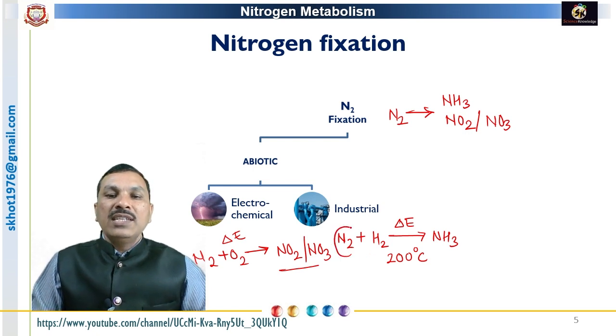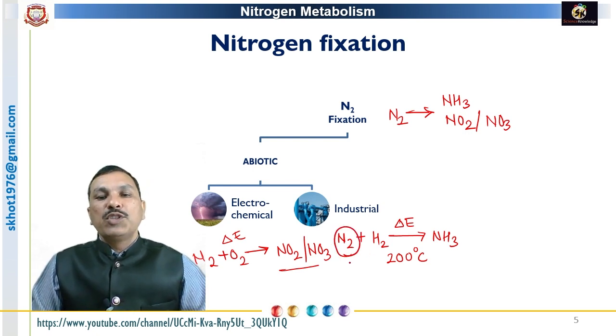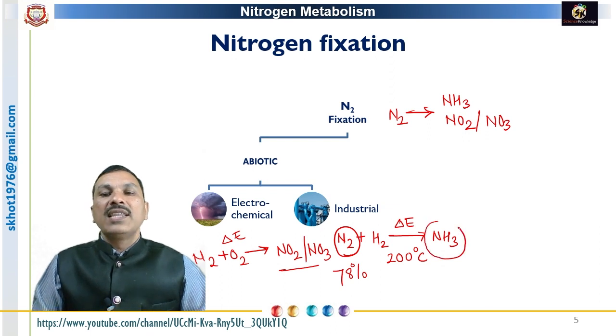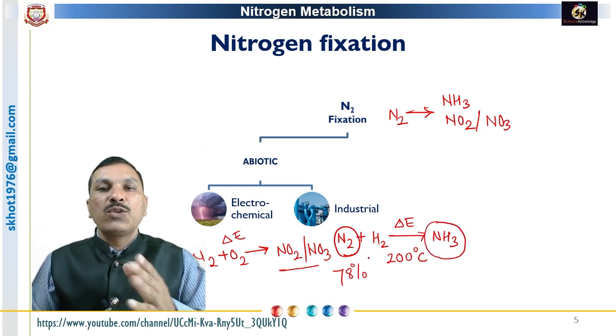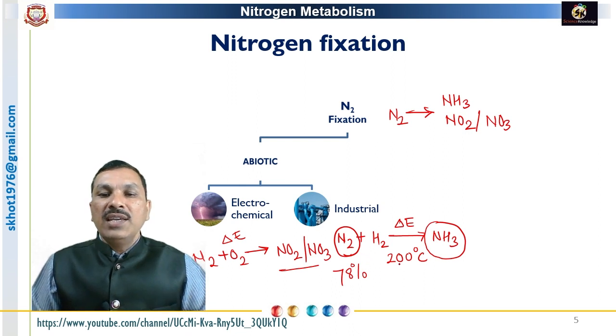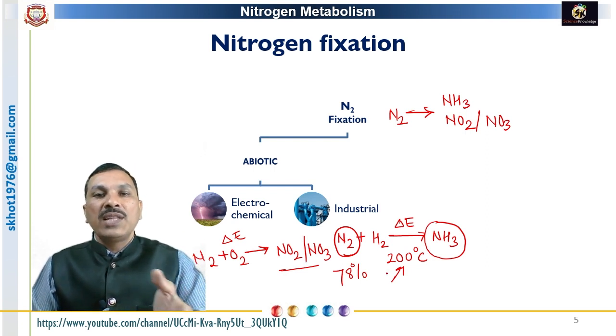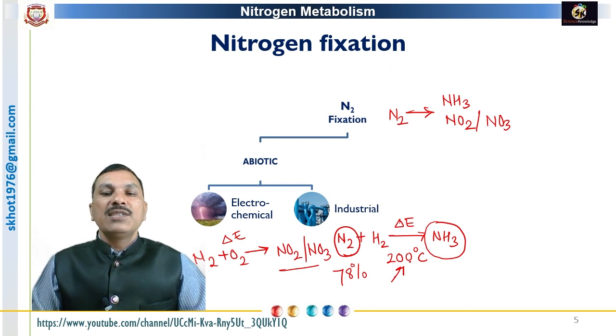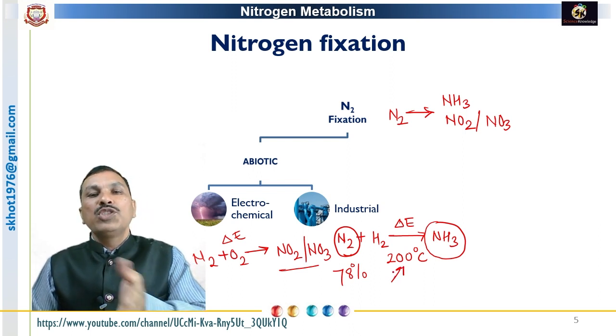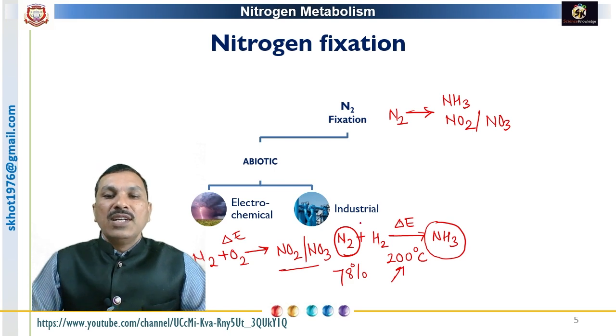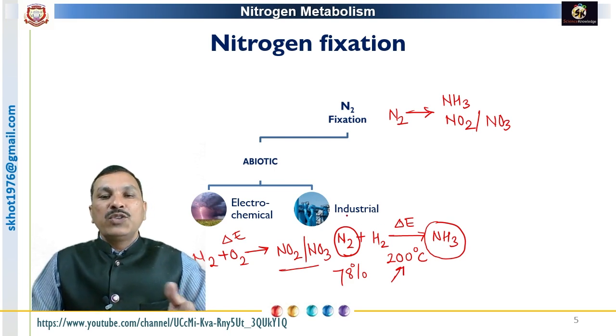Now this nitrogen is freely available. It is abundant in the atmosphere, accounting for about 78%. So it is free of cost. Even then, the nitrogenous fertilizers are costly. And this cost is only due to the fuel required for production of this high energy, that is, this endothermic reaction is supplied with high energy, and this energy consumption is responsible for the costing of the fertilizers. So this is the second method of abiotic nitrogen fixation, industrial nitrogen fixation.